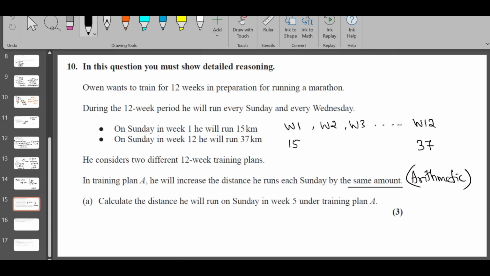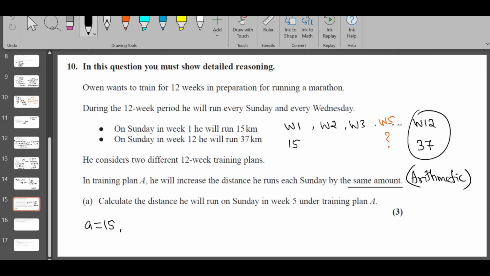If something is increased by the same percentage every time, every term, that's geometric. So this is arithmetic actually. Calculate the distance he will run on week 5. They want us to find the kilometers he will run on week 5. So to find the 5th term, we need the common difference actually. We know A is 15.